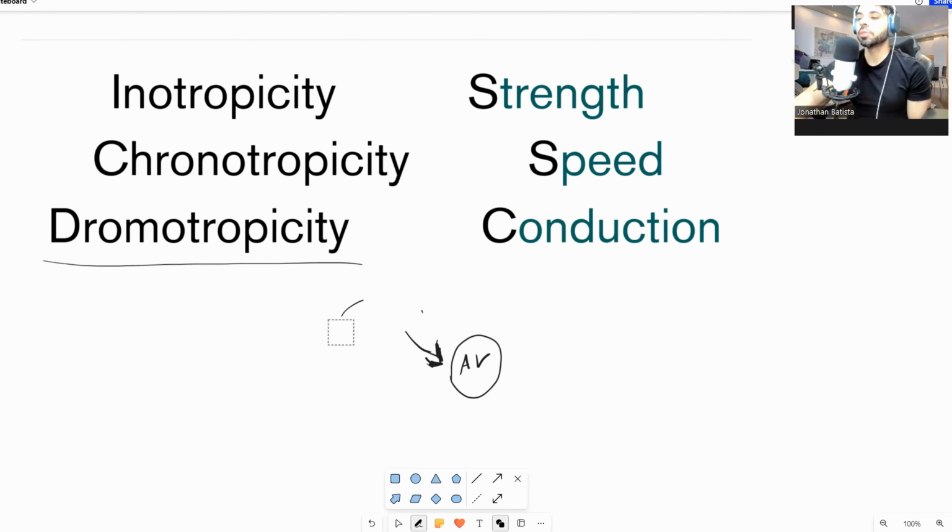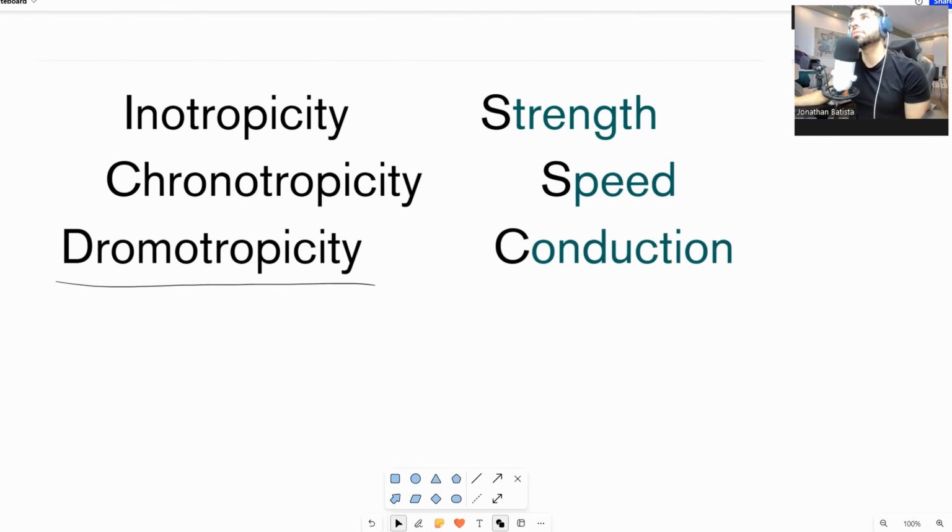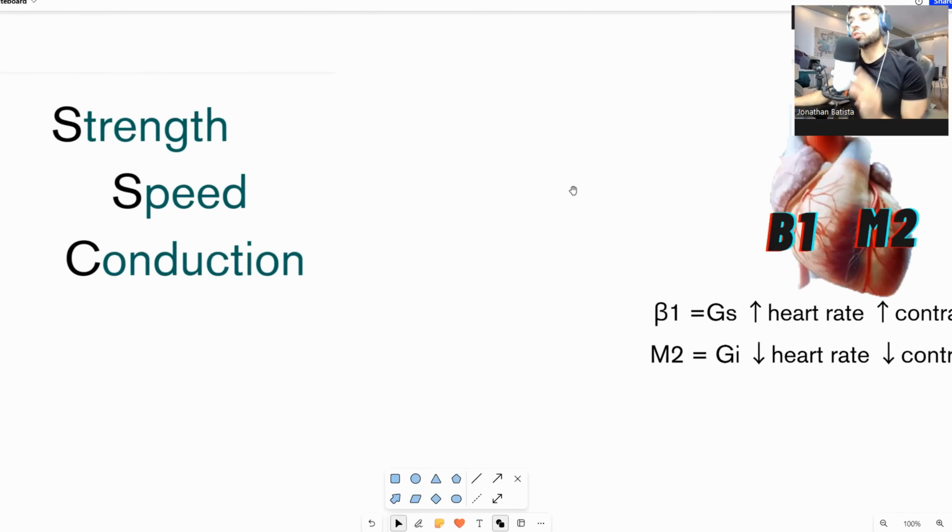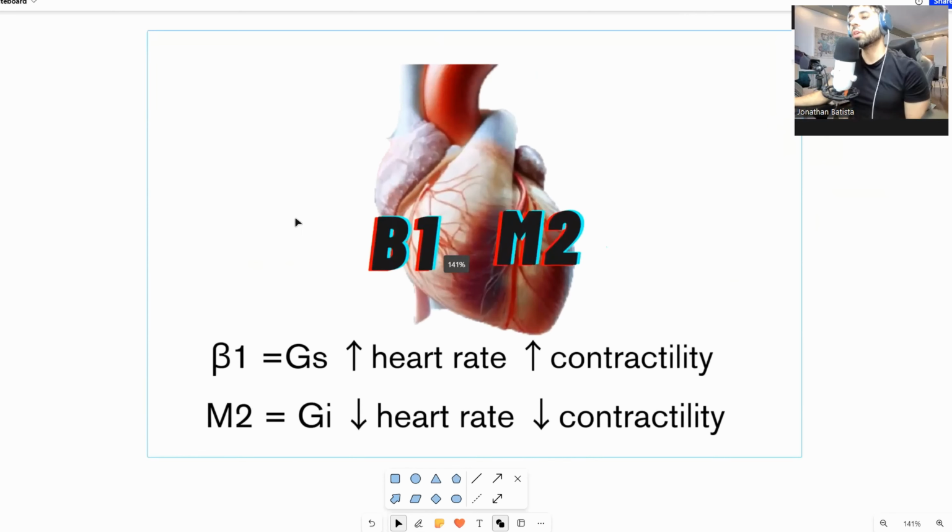So let's iron out the terminology, make sure that you know these terminologies. Different drugs can manipulate these things different ways, right? That makes sense. Okay, good. So yeah, we're starting off super simple. I'm just saying that beta 1 versus M2.